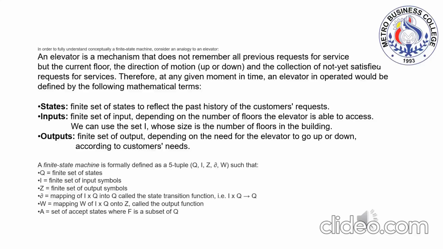According to customers' needs, a finite state machine is formally defined as a 5-tuple Q, I, Z, δ, W, such that Q equals finite set of states, I equals finite set of input symbols, Z equals finite set of output symbols. δ equals mapping of I × Q into Q called the state transition function, I × Q → Q. W equals mapping W of I × Q onto Z, called the output function. A equals set of accept states where F is a subset of Q.